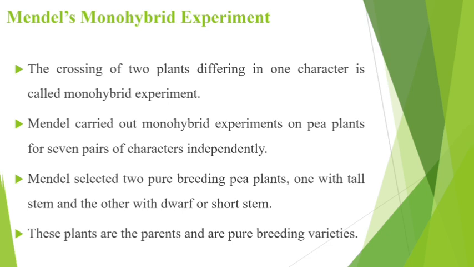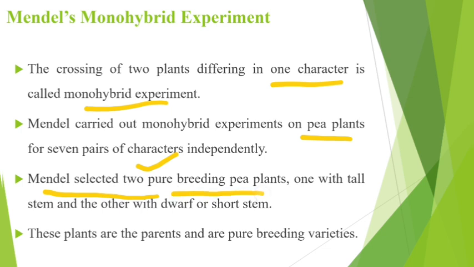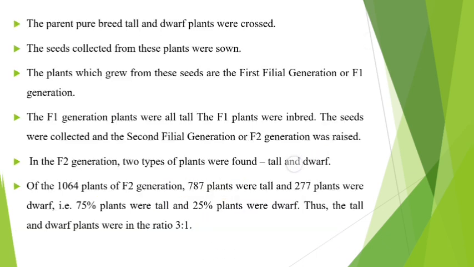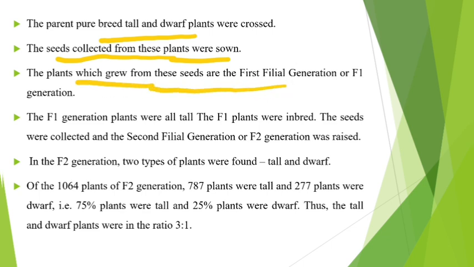I have already told you about this. One character was chosen for his experiment during the monohybrid experiment using pea plants. Mendel selected two pure breeding pea plants, one with a tall stem, one with a dwarf stem. These plants are the parents and pure breeding varieties. The pure breed tall and dwarf parent plants were crossed. The seeds collected from these plants were sown. The plants which grew from these seeds are the first filial generation. The F1 generation were all tall plants, and then they were crossed with each other.